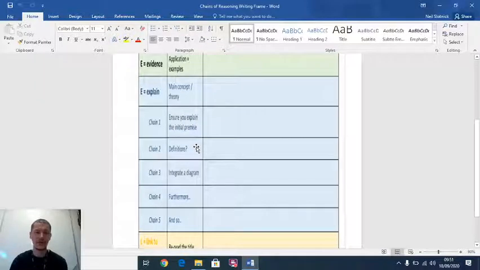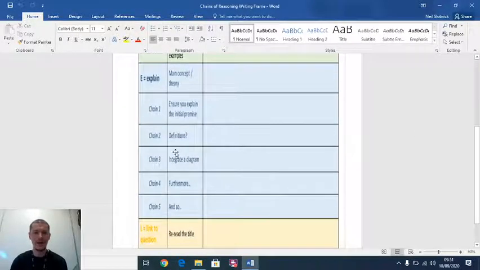Chain two, nothing wrong with dropping in a definition there. If you're talking about productivity, you've explained your initial premise. You could then think about perhaps defining something. What is aggregate supply? What is a PPF? Chain three there, it says integrate a diagram.